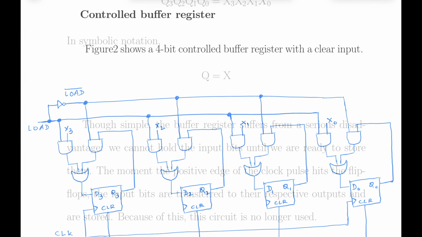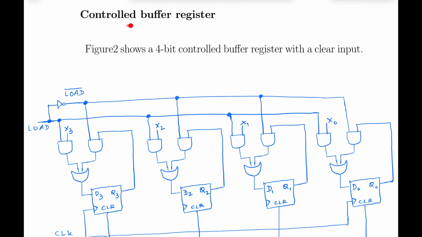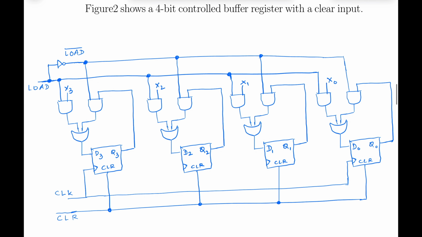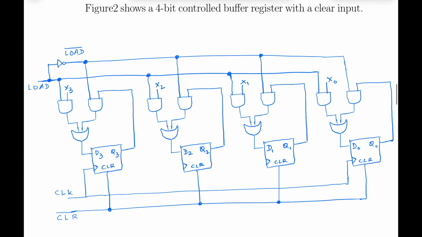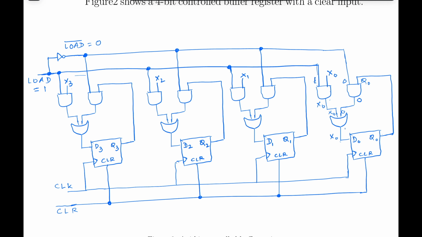Now we come to the controlled buffer register. In figure 2, we have shown a 4-bit controlled buffer register with a clear input. This is the clear pulse and this is the clock pulse. A high clear input resets the flip-flops so that the stored word becomes Q equal to 0, 0, 0, 0.